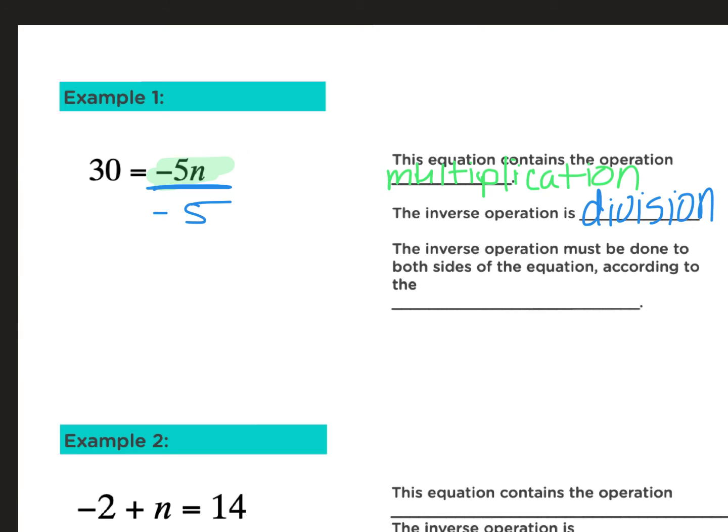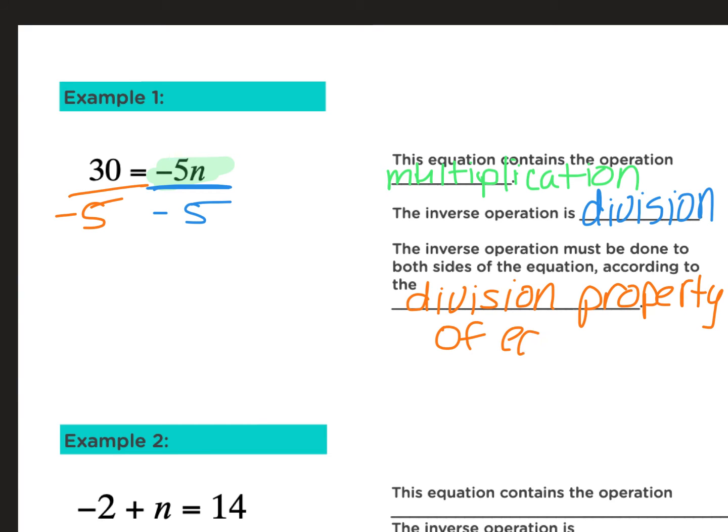So I'm going to add another division symbol over on the other side. And this is called the division property of equality. Again, that is just the big kid way of saying if I divide one side by -5, I've got to divide the other side by -5 as well.